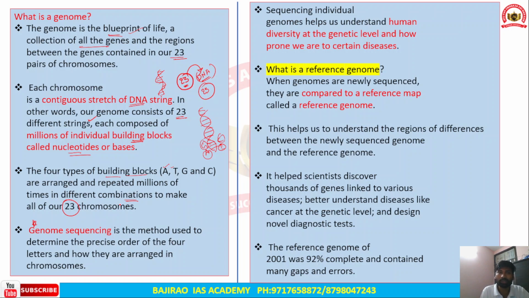Now we have to understand genome sequencing. What exactly is genome sequencing? Genome sequencing is a method used to determine the precise order of the four letters on the nucleotides. And not just the precise order, but how they are arranged across the chromosomes, is known as genome sequencing.